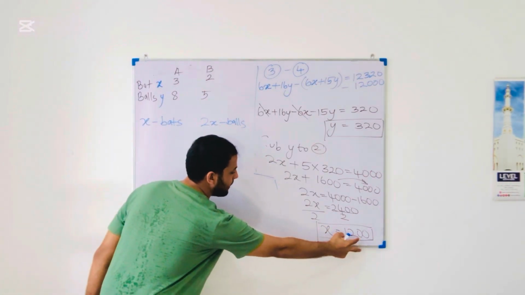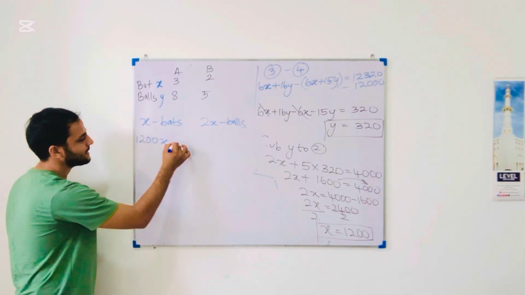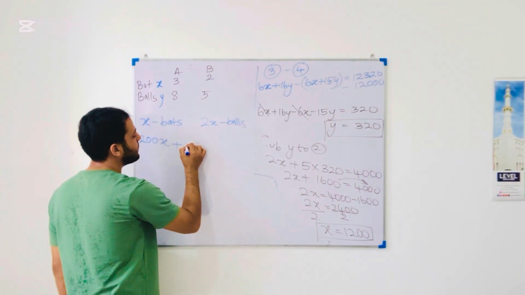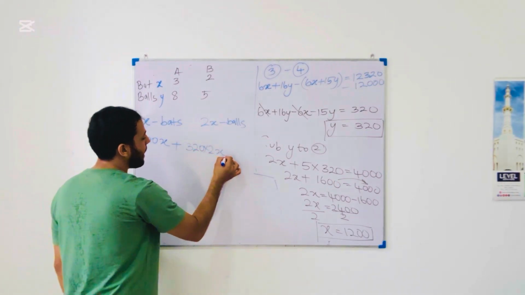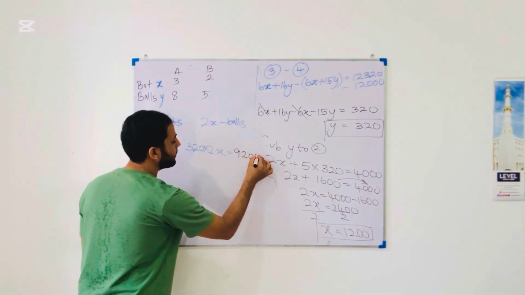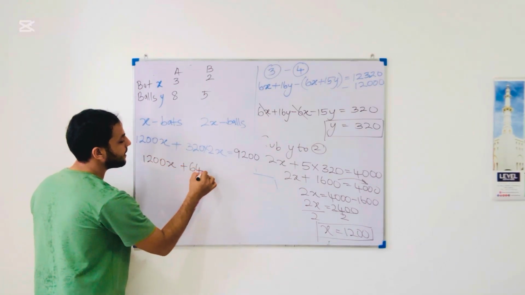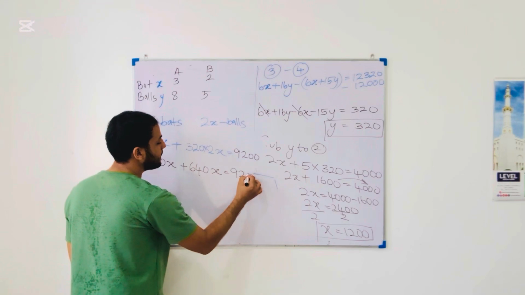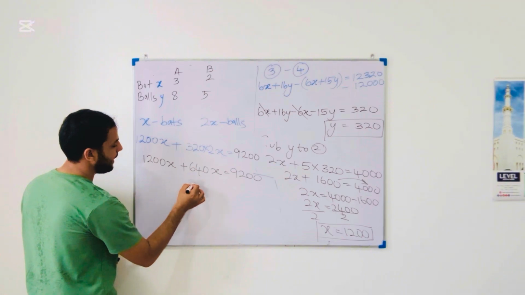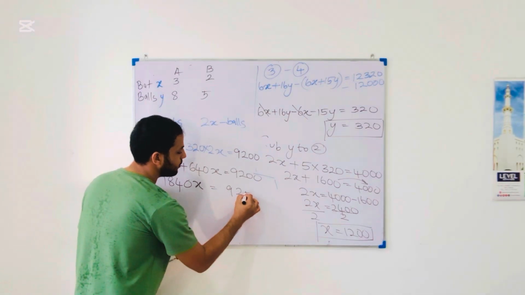One bat is 1200. If I buy x number of bats, the price is 1200 into x, that is 1200x, plus if I buy 2x number of balls, one ball is 320, so that is 320 into 2x. Now addition of all of them should give you the total price, that is equal to 9,200. Okay, so I have 1200x plus, now if I multiply here I get 640x, that is equal to 9,200. Okay, now if I add it here, what do I get? I end up with 1840x, that is equal to 9,200.